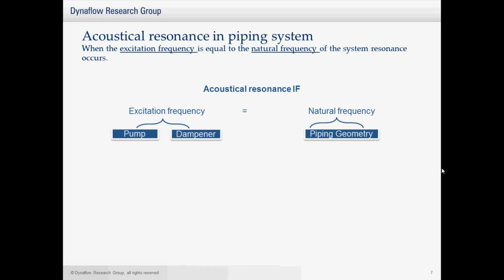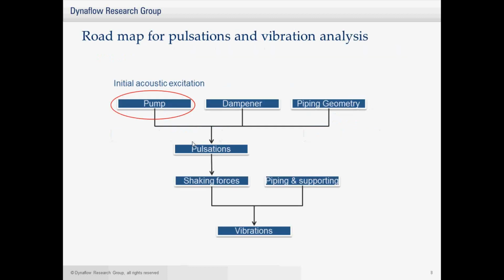Okay, so what is acoustical resonance in piping system? Previously we saw mechanical resonance in a simple setup system. And again, acoustical resonance in a piping system, again it's the excitation frequency equals the natural frequency. And in our systems, the excitation frequency would be determined by the pump and a dampener. And if that excitation frequency determined by those two aspects equals the natural frequency, resonance can occur. And that means that pressure pulsations can increase significantly when that happens.